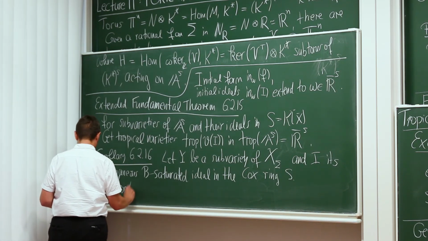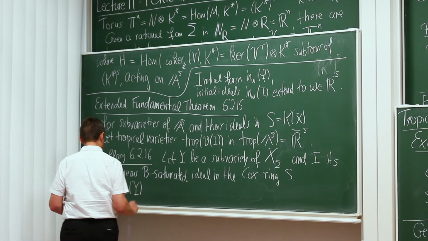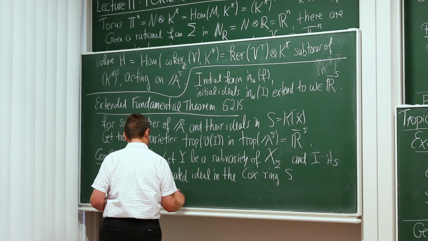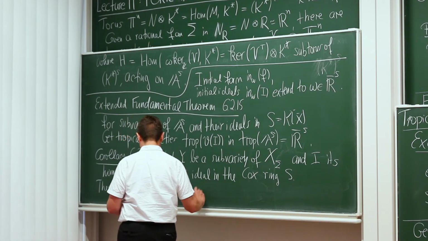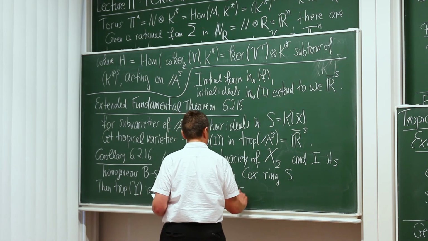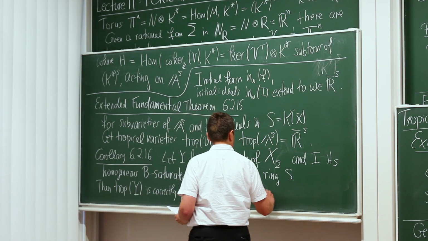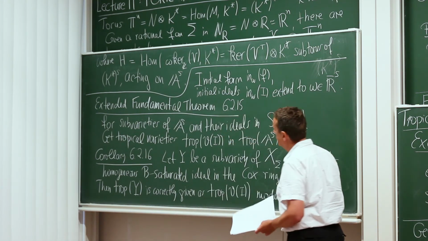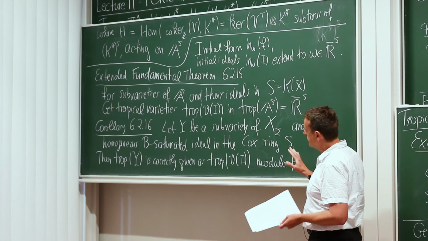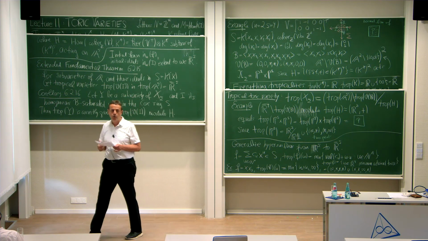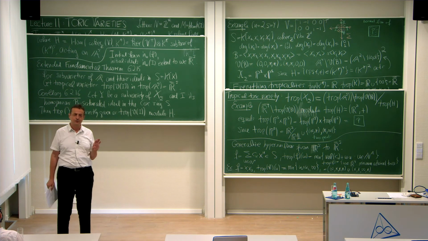trop Y, I'm going to state this a little bit loosely, is correctly given as trop V of I modulo H. Okay? So what I mean, the precise statement I want to say is that taking up describing varieties in this form commutes with tropicalization.